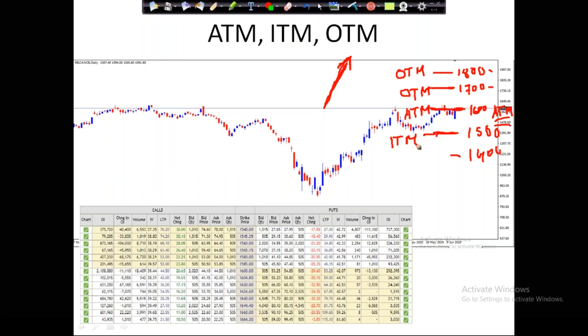Another guy wants to buy the 1400 strike price call option. That is also called in the money, meaning below the current price. Right now the current price is 1600, and you can buy a lower strike price call option, which is in the money. Here all are in the money. If you want to see 1300... Do you have any doubt about ATM, ITM, OTM?